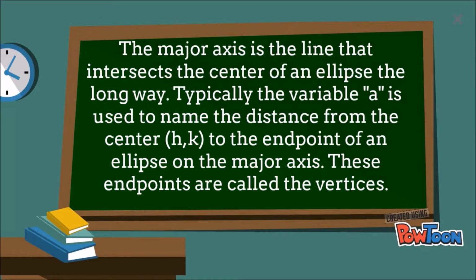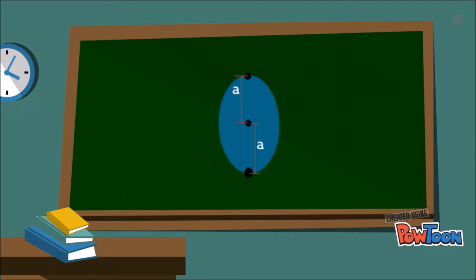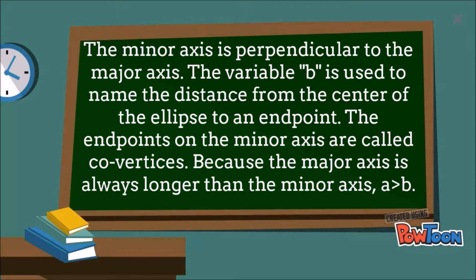The major axis is the line that intersects the center of an ellipse the long way. Typically, the variable a is used to name the distance from the center h, k to the endpoint of an ellipse on the major axis. These endpoints are called the vertices. The minor axis is perpendicular to the major axis. The variable b is used to name the distance from the center of the ellipse to an endpoint. The endpoints on the minor axis are called co-vertices. Because the major axis is always longer than the minor axis, a is always greater than b.